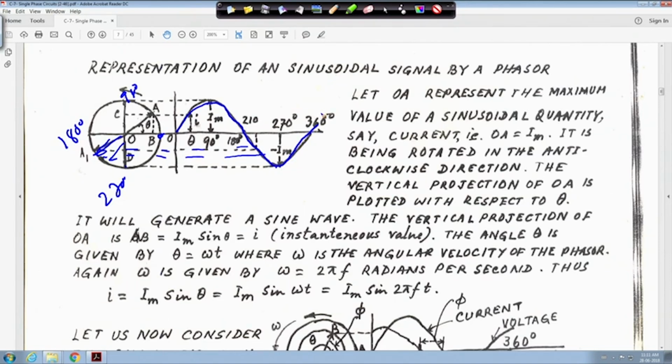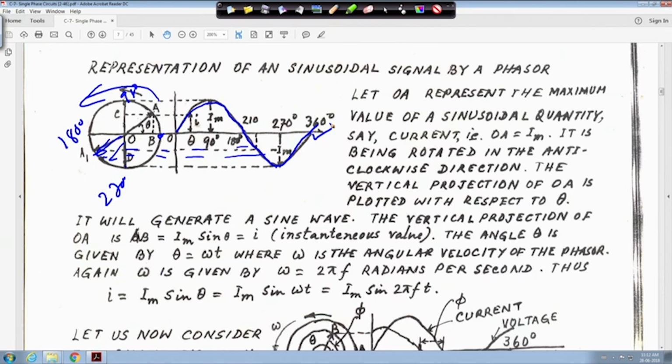That means this way you take the maximum value of any voltage or current, and move in the anti-clockwise direction, and accordingly theta increases between 0 and 360 degrees. The vertical projection AB is equal to OA sin theta, that is AB is equal to Im sin theta. If you take each point and plot it, it will give a sinusoidal signal.